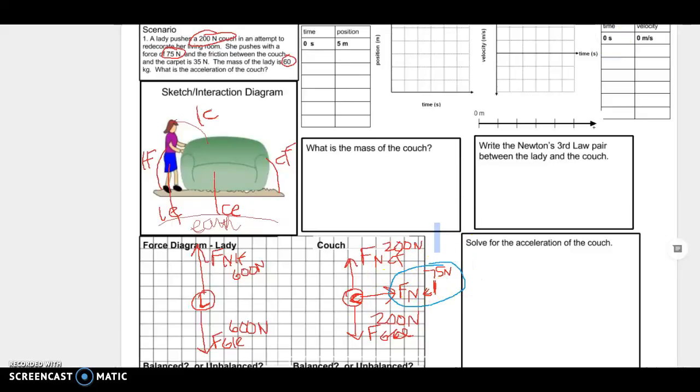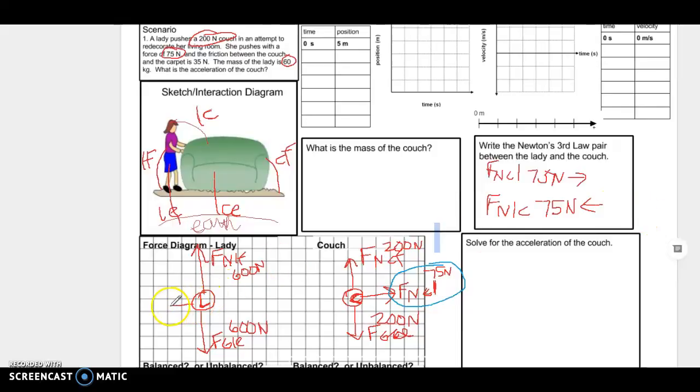All right. So if the lady pushes the couch to the right with 75 newtons, so let's write that up here for the pair. Fn couch from the lady, 75 newtons this way, okay? The pair force is going to look like same force type, feeler and dealer are going to swap. It's still 75 newtons, but it's this way, okay?